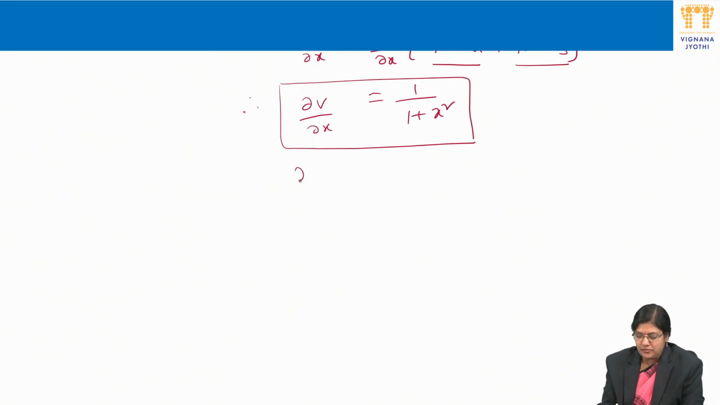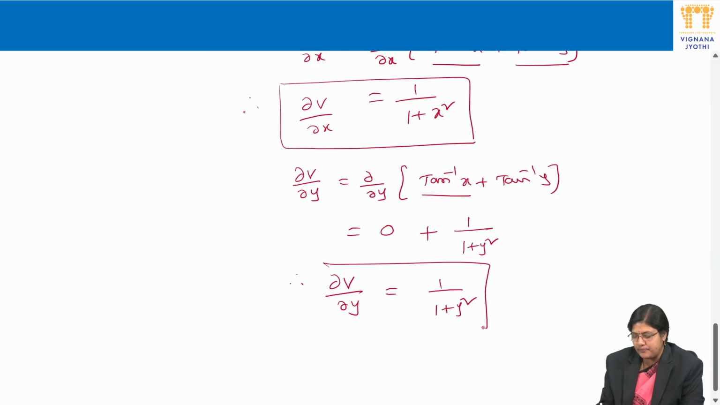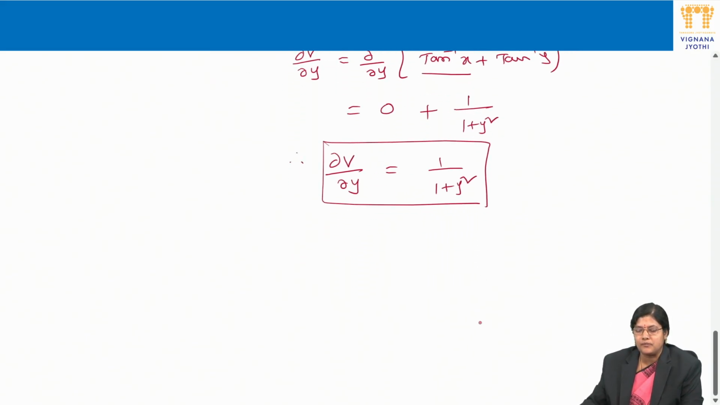Next, ∂v/∂y is equal to ∂/∂y of v, which is tan⁻¹x + tan⁻¹y. The partial derivative of tan⁻¹x with respect to y is 0, plus ∂/∂y of tan⁻¹y, which is 1/(1 + y²). Therefore, finally, ∂v/∂y is equal to 1/(1 + y²).